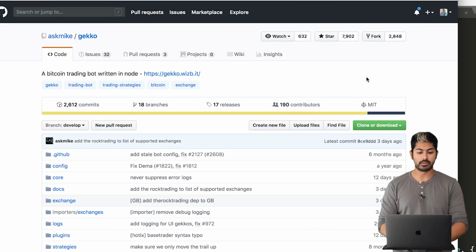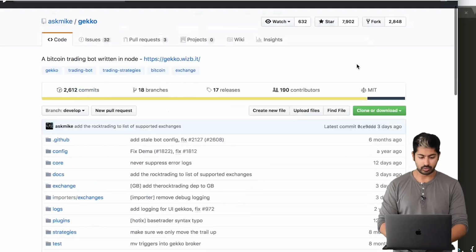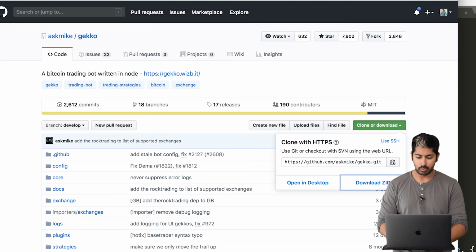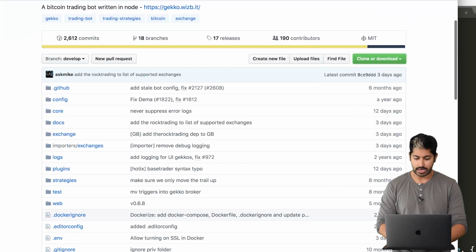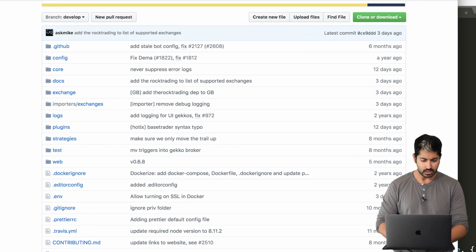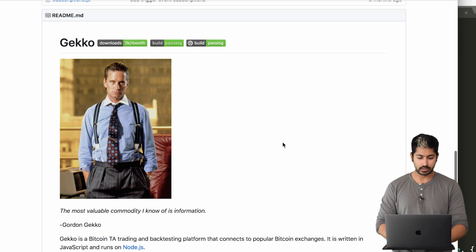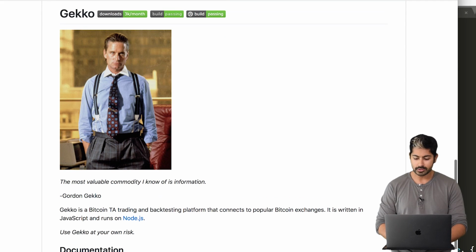So the first step for us is to go to this repository called Gecko that I found on GitHub, and it seems to be maintained pretty well. It was last updated 3 days ago, which is good. And we'll download this code repository. It's got a picture of Gordon Gekko from Wall Street, of course.